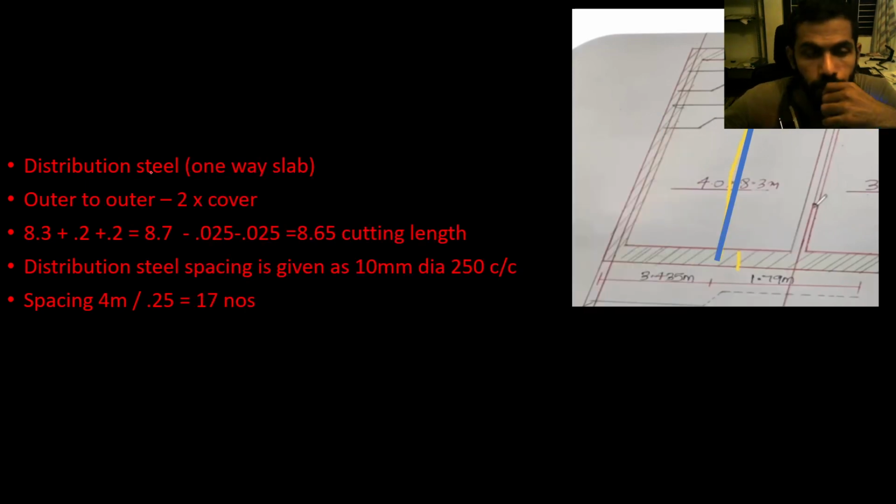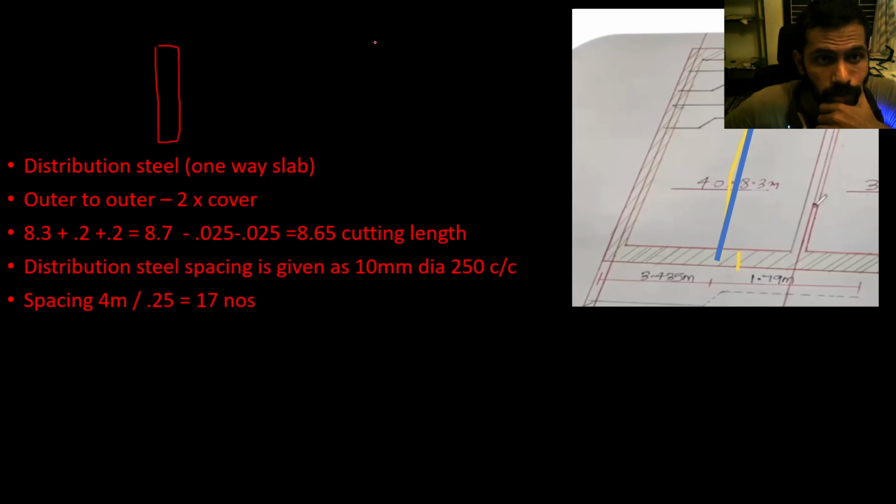Alright, let's talk about the distribution steel. This will only work if the slab is one-way, and the distribution steel goes perpendicular to the main span, I mean perpendicular to the support. I'll show you that with the diagram.